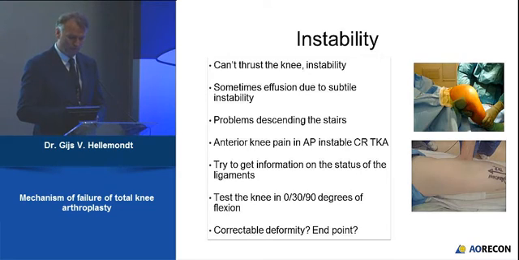is not uncommon. Try to get the information on the status of the ligament and test the knee throughout the range of motion to get adequate information on the ligaments and look if the deformity and the ligament is correctable and whether there's an endpoint or not.